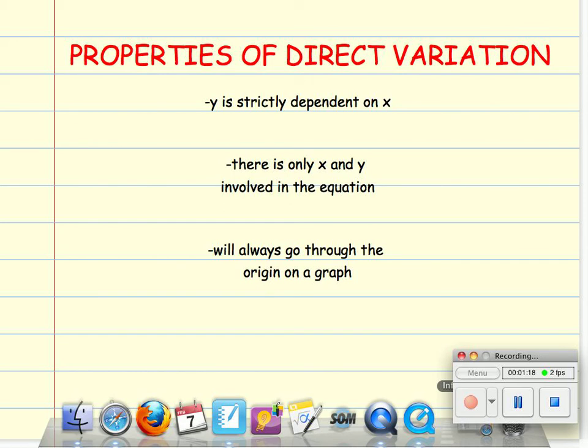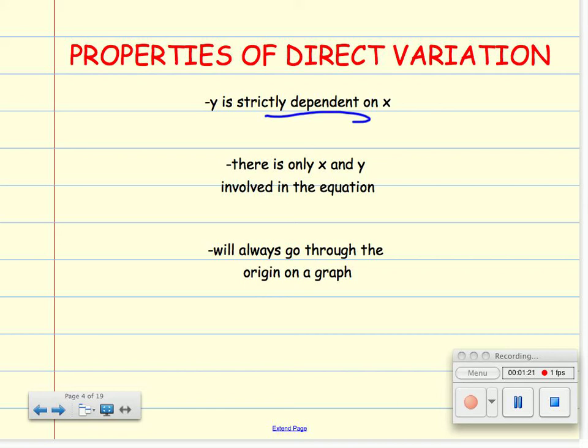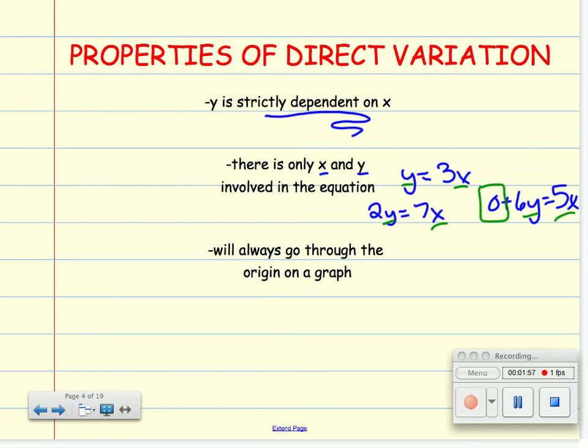Properties of direct variation: y is strictly dependent on x. That means we're not adding or subtracting anything. There is only x and y involved in an equation. That means I have something like y is equal to 3x, 2y is equal to 7x, 0 plus 6y equals 5x. Those are all examples of direct variation because the only things that I have are a y and an x. Now I don't care about this 0 because 0 always disappears.